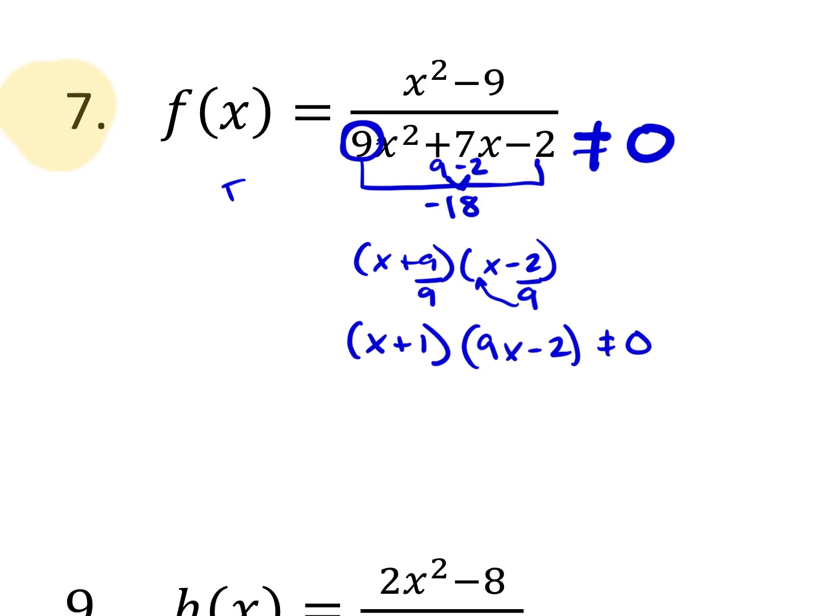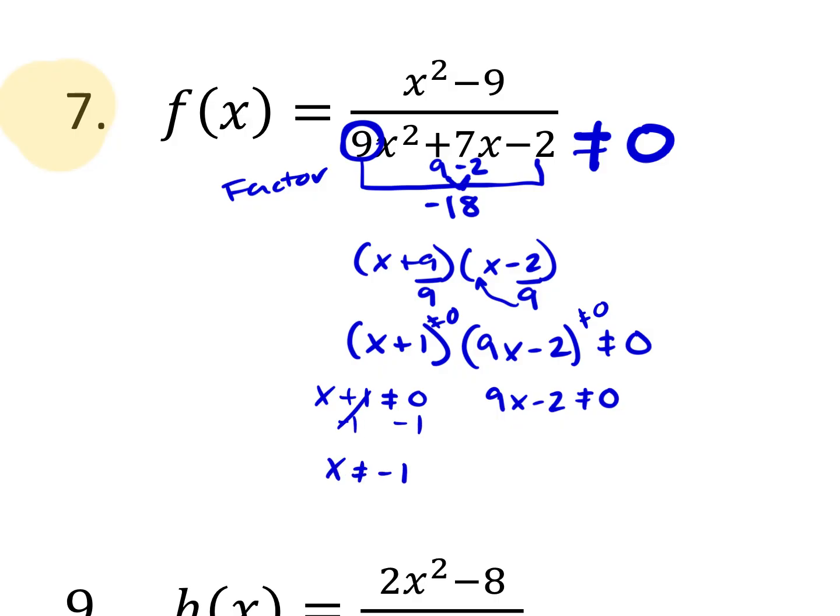So all we had to do is factor the denominator. Then we set them both not equal to 0. x plus 1 does not equal 0. 9x minus 2 does not equal 0. Subtract 1 here, so x does not equal negative 1. Add 2 and divide by 9, so x does not equal 2 over 9.